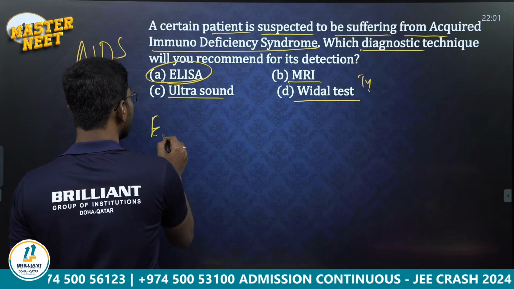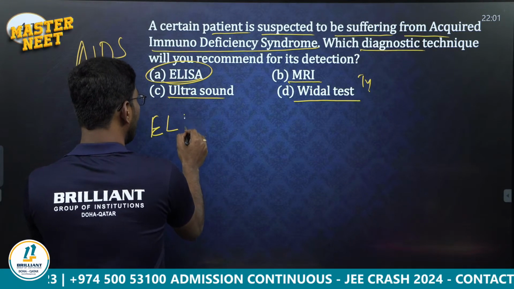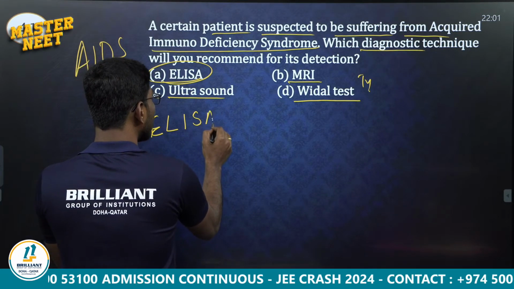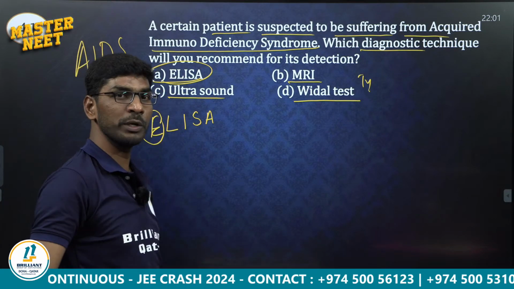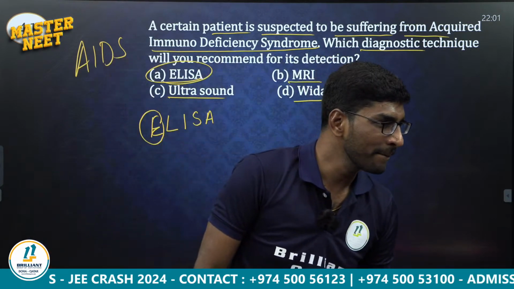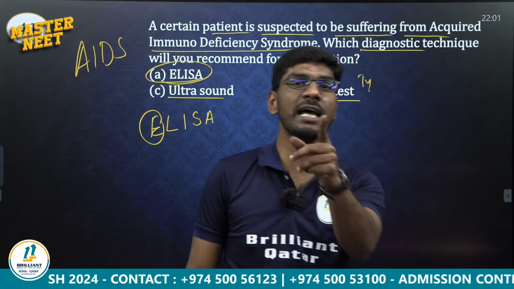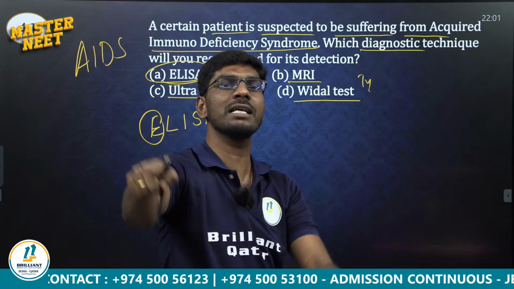ELISA. What is ELISA? Enzyme-linked immunosorbent assay. One minute. I want the enzyme name, beta, in this one. Which enzyme is involved here? Any one of you, tell me which enzyme is actually involved in this ELISA?